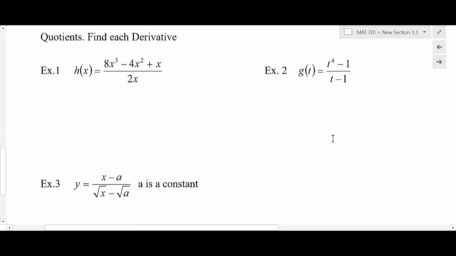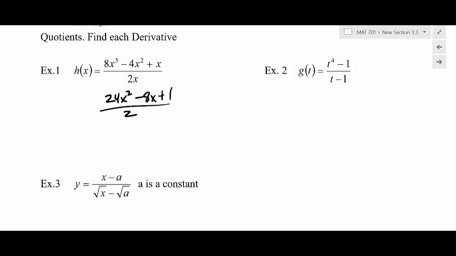And what I want to look at on this a little bit is when you're doing a quotient, you cannot just do the derivative of top and bottom. Now, don't write this down, but just pay attention to this, because a lot of times I see students go through and they'll get the derivative of the top, which is 24x squared minus 8x plus 1, derivative of the bottom is 2. It does not work, okay? What we'll learn in the next section is something called the quotient rule. So anytime you have a fraction, you can't just do derivative of top and bottom. It does not work, okay?